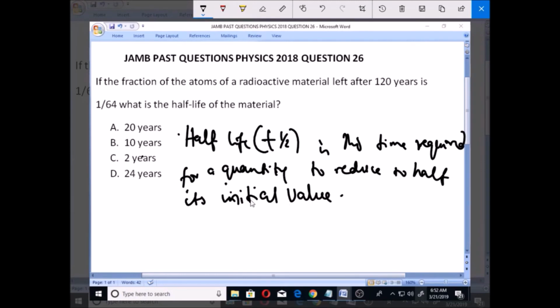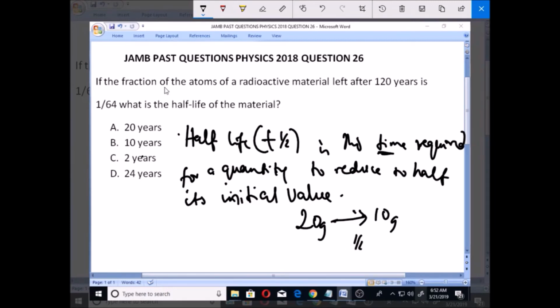So that is half-life. Whenever we talk about half-life, we're talking about time. The time required for a quantity to reduce to half of its initial. So let's say the initial value is 20. The time it will take for it to become 10, from 20 gram to 10 gram, that time is known as the half-life.